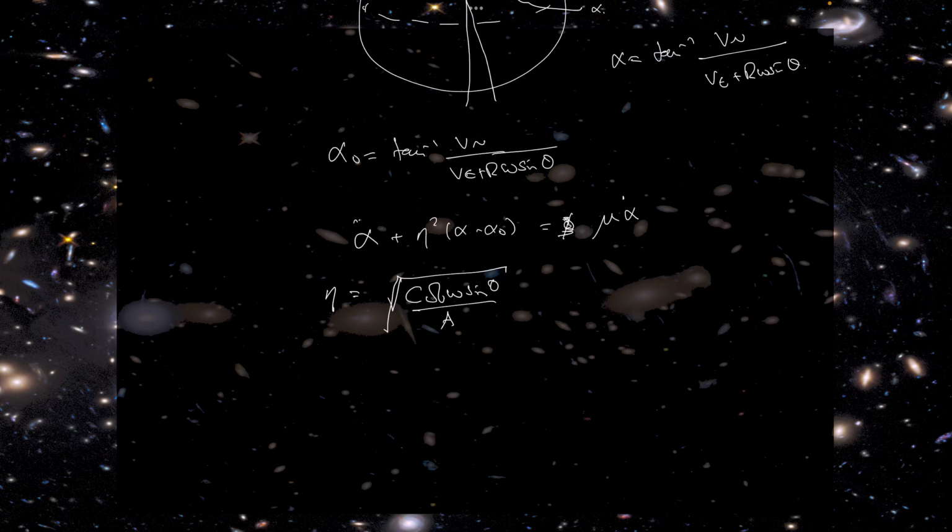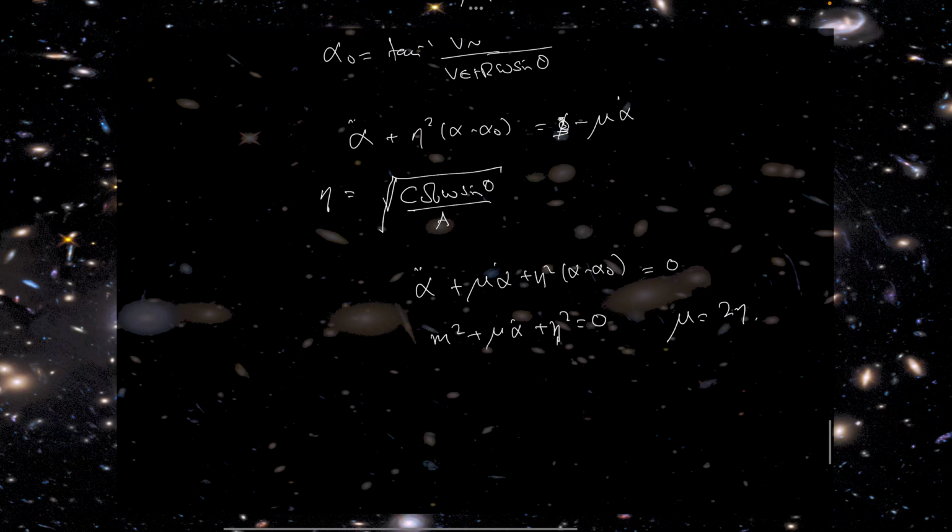We get critical damping when, that should be a plus, alpha double dot plus mu alpha dot plus eta squared (alpha minus alpha naught) is equal to 0, where the auxiliary polynomial associated with this equation has a repeated root, so you'd have mu is equal to 2 eta. So if you can arrange it so that your damping is of this form, minus 2 eta alpha dot, then you'll get optimal convergence to the equilibrium point.